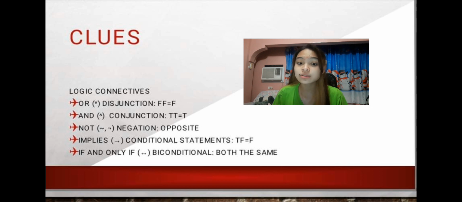Then implies, or the conditional statement, you will just look at the truth table: if it is TF, it is already false and the rest are true. Then if and only if, or the biconditional, it is easy, guys, because both are the same, whether true or false.